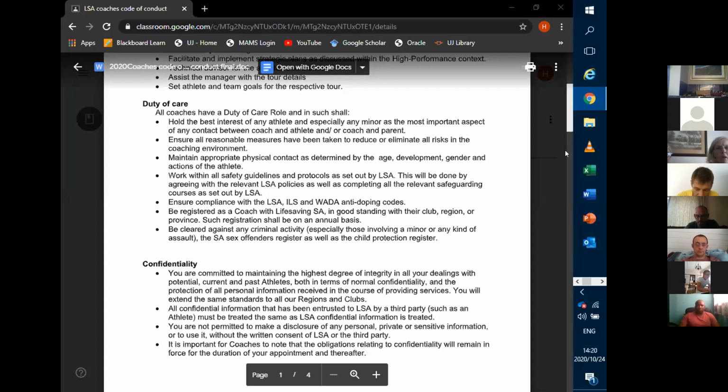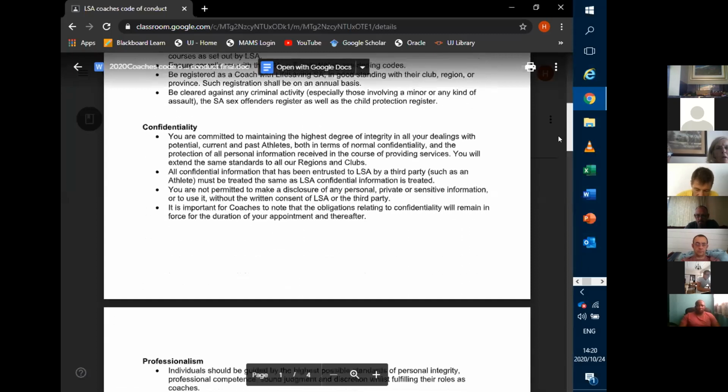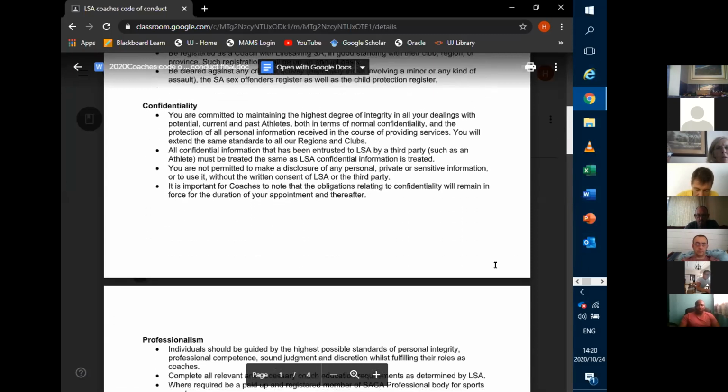Confidentiality. Just a moment. You have to maintain the highest degree of integrity in all dealings of the athlete. It is very important that they trust you, that you will always keep their best interest in mind. All confidential information that has been entrusted to LSA by a third party must be treated the same as LSA confidential information is treated.